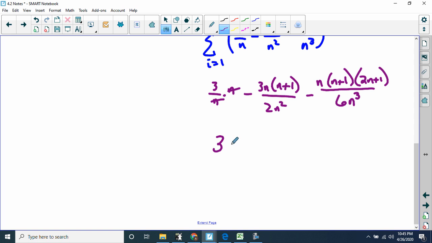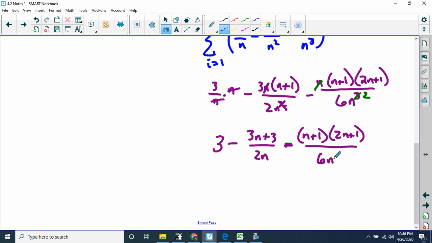So I've got 3 out front here. This n cancels with one of these n's. And then I'm going to distribute that 3. So I've got 3n plus 3 over 2n. This n right here can cancel with one of these. And I'm going to leave that in the factored form. That's fine. n plus 1 times 2n plus 1 over 6n squared. And that's a fine answer for now, at least.